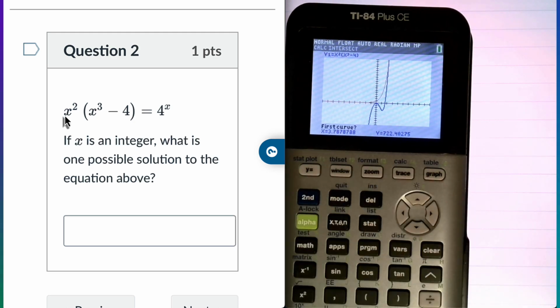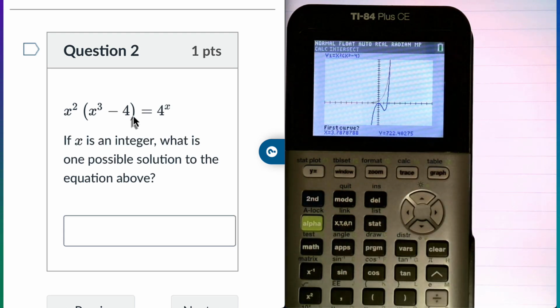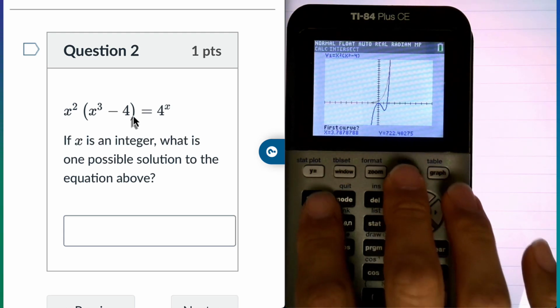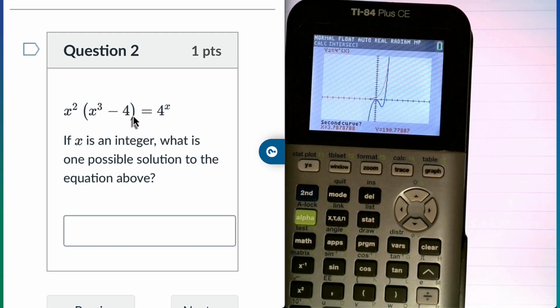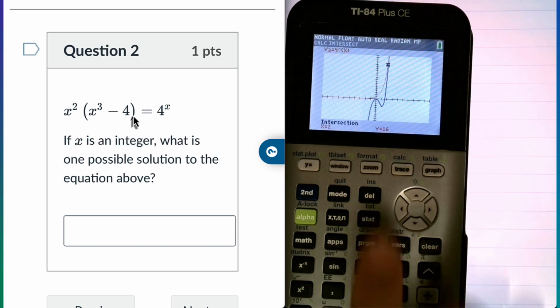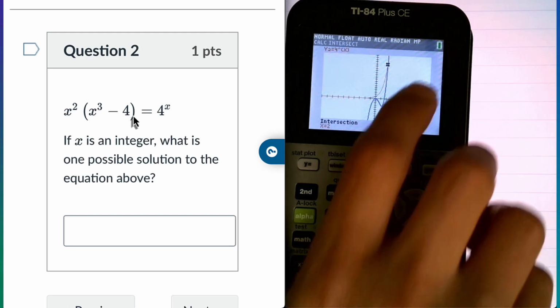Another option is that you could subtract 4 to the x and find the 0, but you can also find the solution using the intersection option. Okay, so your first curve and second curve, and right now they give you that. So we know that x has to equal 2, because that's where the two functions meet. So make sure you know how to use it.